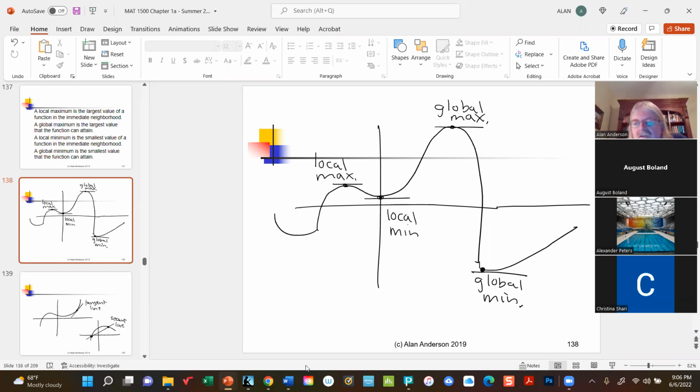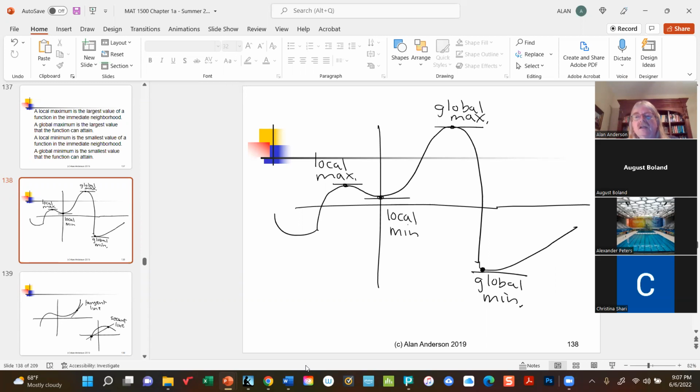So the locals mean just in that immediate area, the globals mean the entire function. Now, the function isn't guaranteed to have any of these, but if they do exist, there are techniques we can use to find them. And often that's an important detail because let's say that this function represents the profits of a corporation based on how much output they produce.